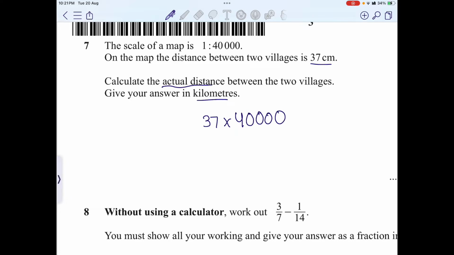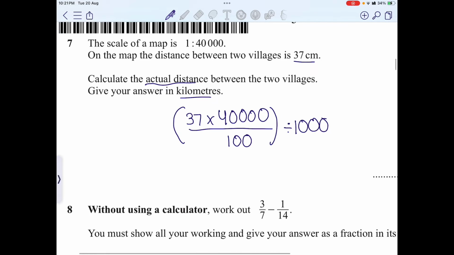Now remember, the final answer that this gives us is going to be in centimeters because we have taken 37 in centimeters. We want kilometers. So we're just going to divide this by 100 to get meters, and then divide by 1000. You can do this separately, or you could do it this way as well. So when you type this whole thing into a calculator, 37 times 40,000 divided by 100 and divided by 1000 again.